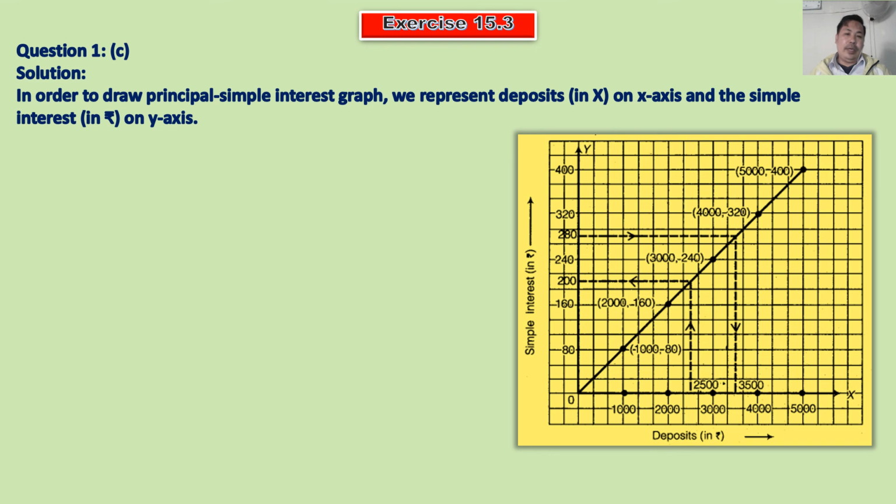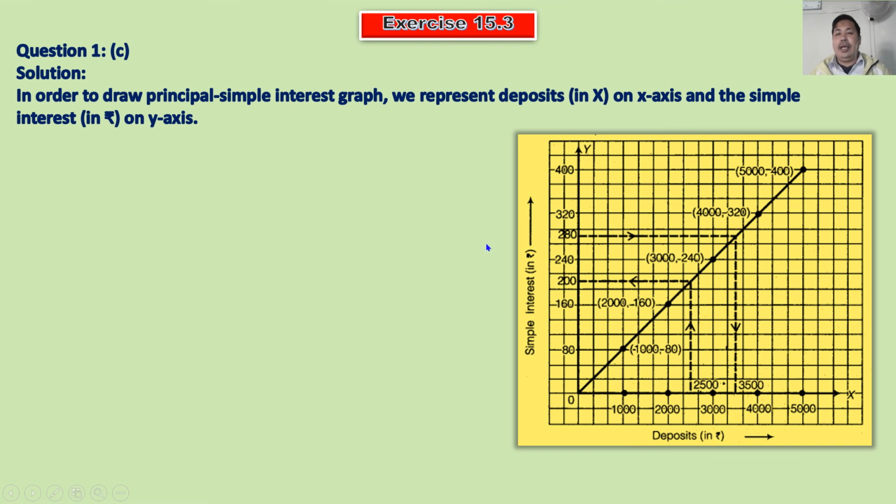See why the name of this graph, please remember, is simple interest graph. This is called the principal interest graph. The deposited money is called the principal, isn't it? Capital money is also known as principal money. So we say principal simple interest graph.